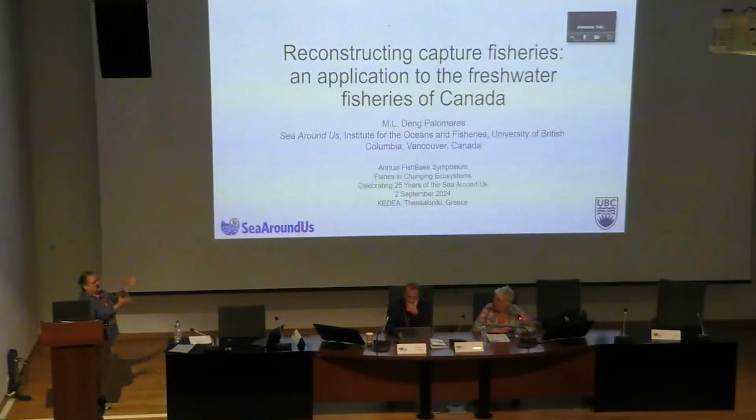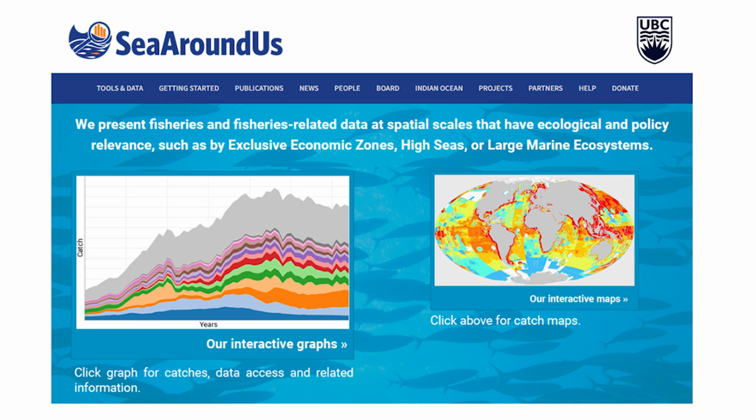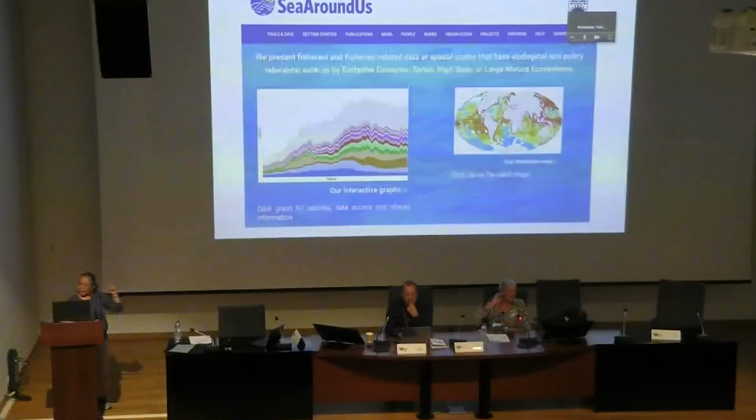So after the successful marine fisheries reconstructions, we now embark on a new experience, a new adventure, and that's going on reconstructing the capture fisheries of continental waters. And we tried it on Canada first. This is what you see in the Sea Around Us. Later on, you will have another link to the continental waters freshwater capture fisheries reconstruction.